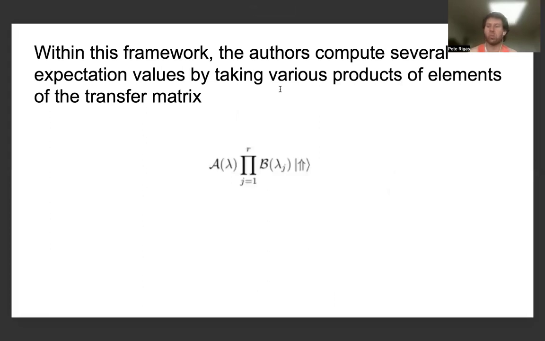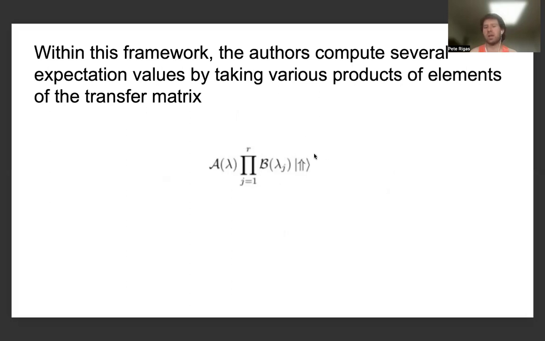And then with this framework, the authors are able to make use of the types of objects that we had introduced for the quantum inverse scattering type methods in 2 dimensions and in 3 dimensions for the triangular ice. In this case, for the 2-dimensional 6-vertex model with reflecting boundary conditions, they begin by computing, in several technical computations, several expectation values by taking various products and elements of the transfer matrix.